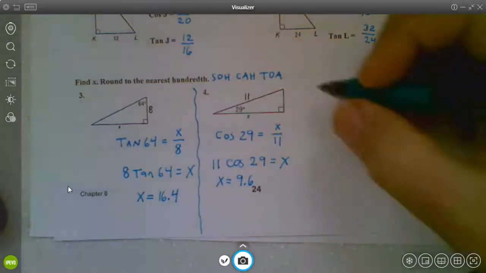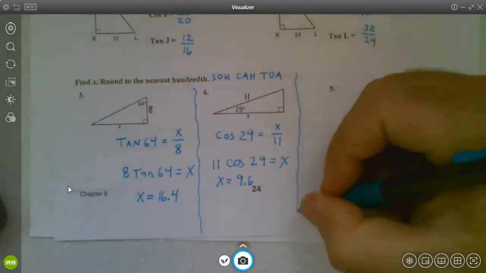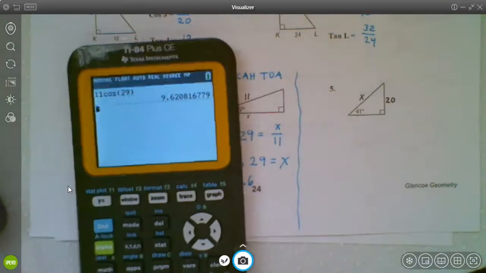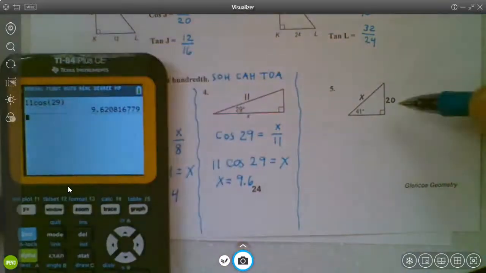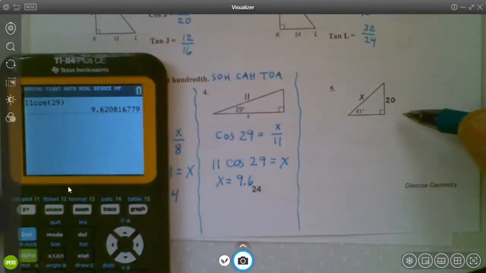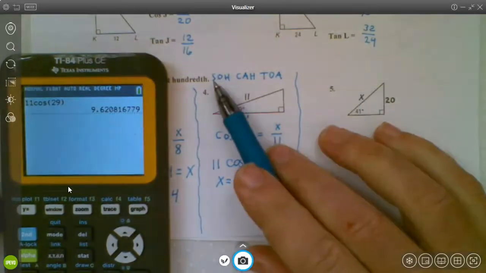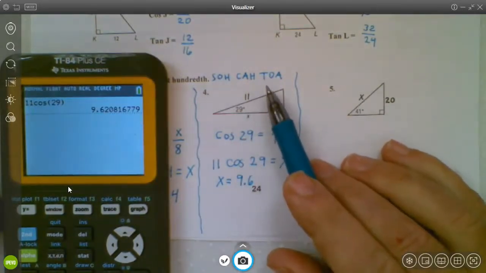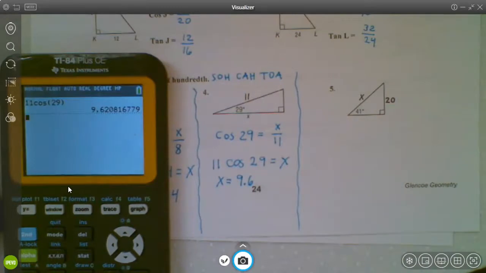All right, let's see if we can do one last problem here. All right, so I would encourage you to try setting this one up on your own. See if you can figure out which trig function to use, and then see if you can figure out how you would set up the equation with that trig function.